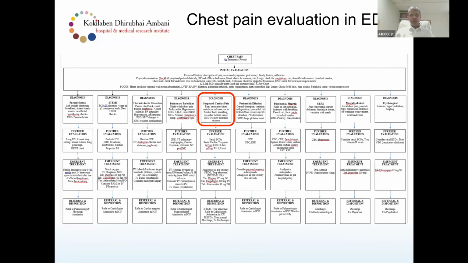So you can see on the screen that this is a chest pain evaluation. It includes all the causes, including pneumothorax, STEMI, thoracic aortic dissection, pulmonary embolism, suspected chest pain, and we are going to focus our talk today on this suspected chest pain or suspected cardiac pain. And there may be other reasons like pneumonia, pleuritis, pericarditis, musculoskeletal, gastroesophageal reflux, and psychological. But today our talk is focused on suspected cardiac pain and will mostly exclude STEMI, because once you have a STEMI, then you don't follow the chest pain diagnosis tree.